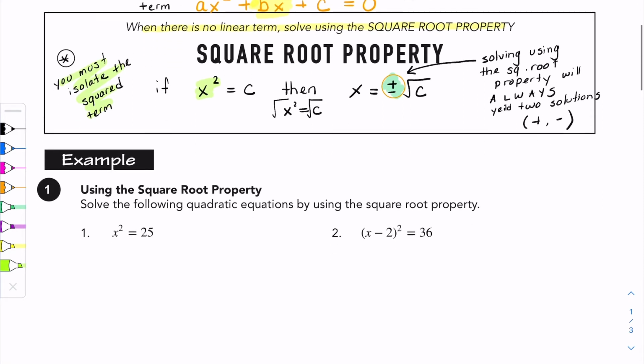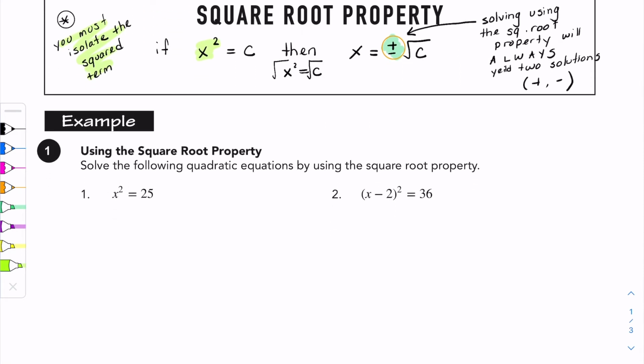All right, the example set. We're going to start off with easy examples, and we're going to move into ones that are a little bit harder. Number 1, we have x squared is equal to 25. So we want to always make sure that we have the squared term isolated, which is this term here. In this case, it is isolated, so take the square root of both sides. X is equal to positive or negative 5.